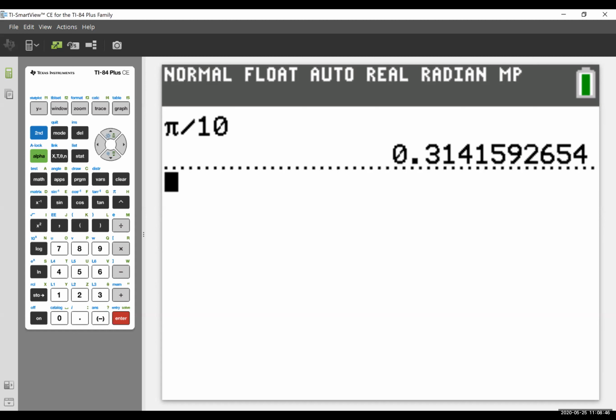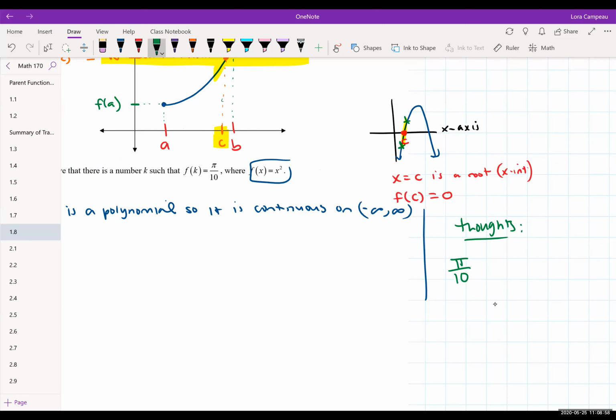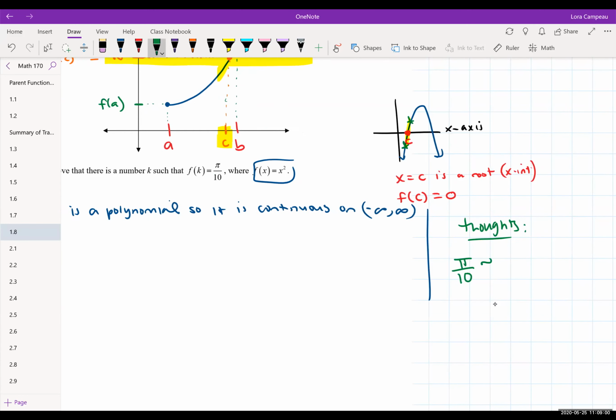We'll share again. Okay, hang in there. We're almost done with this part. So let me share the screen again so you guys can see. So pi over 10 is approximately equal to 0.314159, kind of like pi, 3.14159.